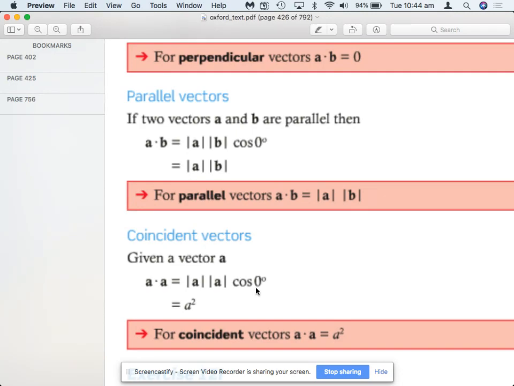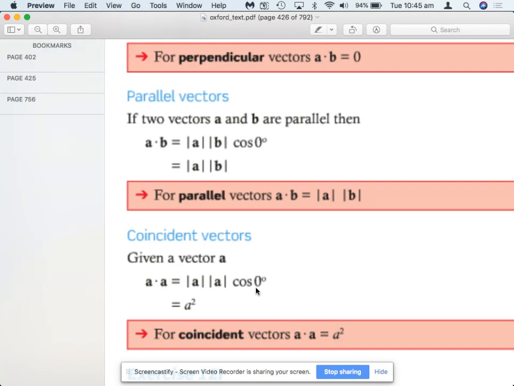Does anyone know what coincidence means? Want to have a go, Elizabeth? Yeah. Same endpoints, start and end points. Yeah, they're the same. So they're two vectors that basically lay on top of each other. Same endpoints. They lay on top of each other. So they're basically equal vectors.